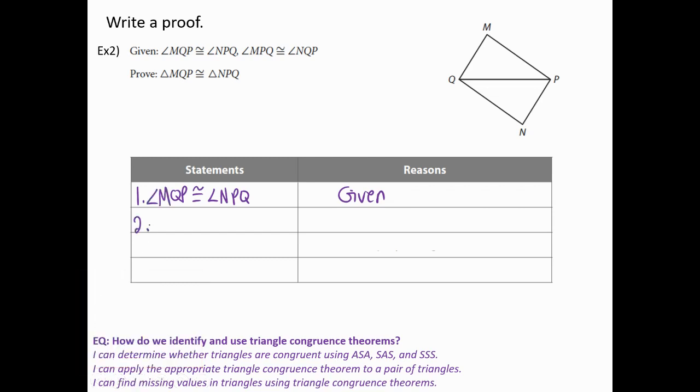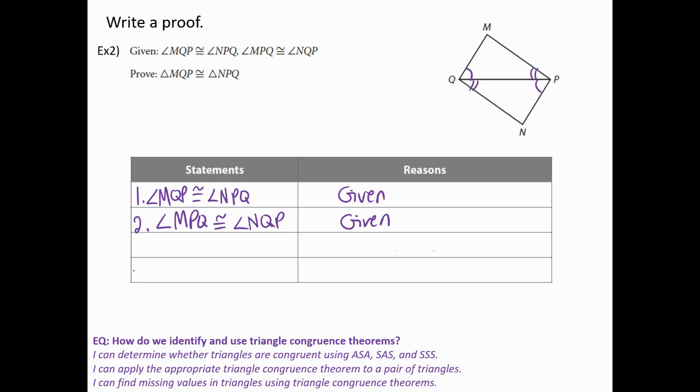Awesome. All right. And then our second one is that angle MPQ is congruent to angle NQP, and that is given. All right. And then before we go on to our final statement, let's go ahead and mark our diagram. So I'm going to go over to the diagram. MQP would be this angle right here. MQP is congruent to NPQ, which is this one right here. My second given statement, MPQ, which is this one, is congruent to NQP, which is this one.